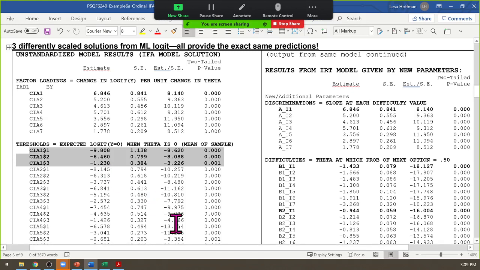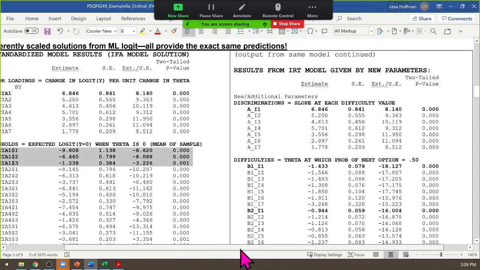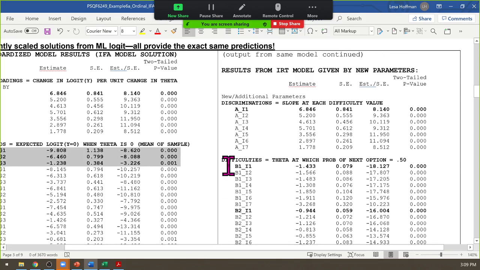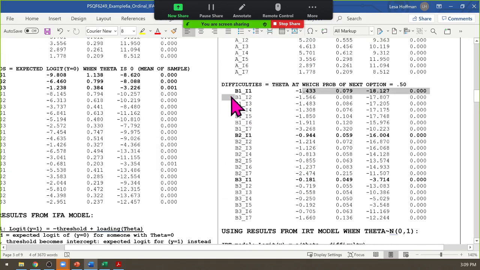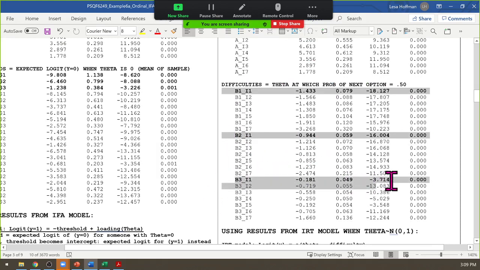So to get to that, I go over to the extra parameters that I asked for, which are in a different order than the thresholds because of the way that I wrote the code, but I bolded them so that we can look at them. So these are the B values that correspond to those 3 thresholds.